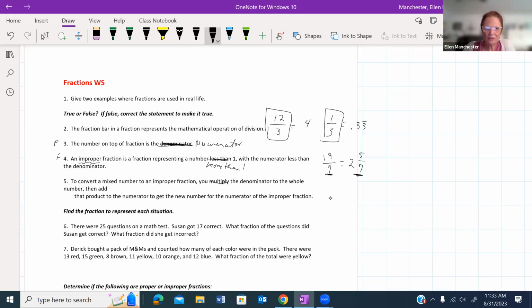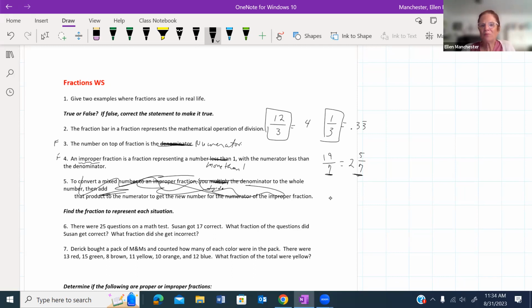So again, we're going to change this. Let me read it. The denominator to the whole number, then add the product. I don't like this one. We're going to get rid of this one. That's way too many words. Okay, to convert a mixed number. Oh, okay, it was going backwards. Got it. So we're doing an improper fraction to a mixed number.